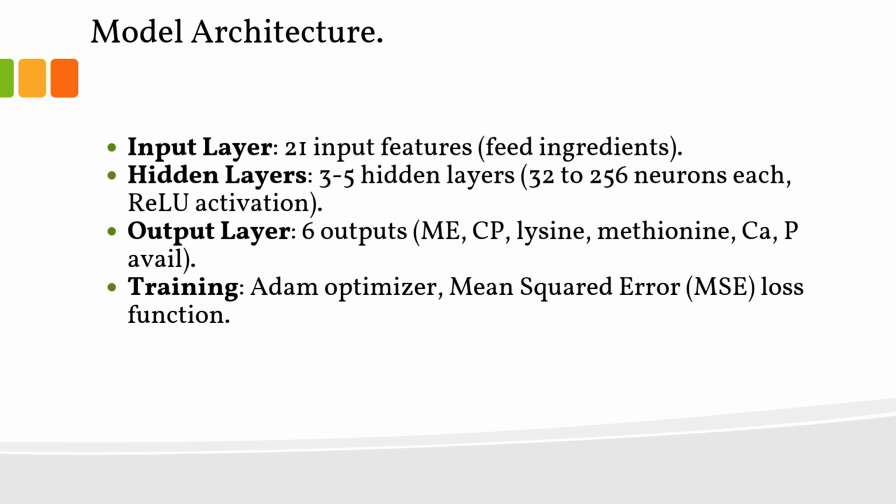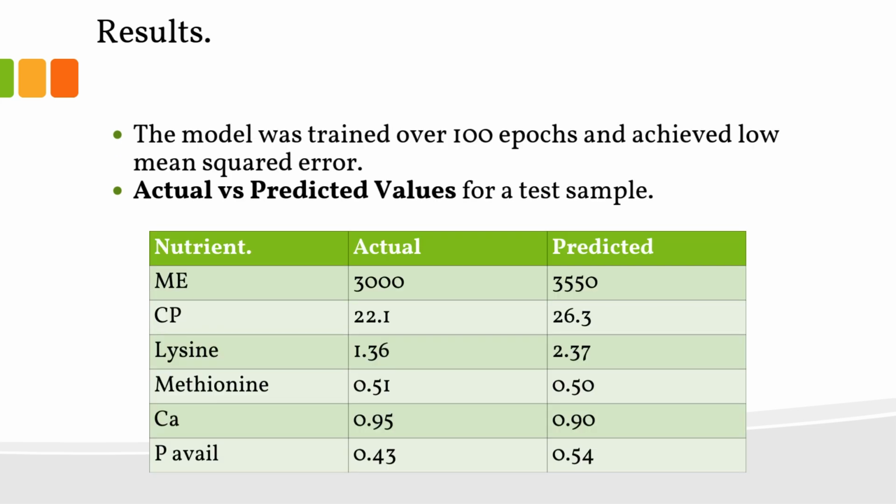Then the training. We shall employ the Adam optimizer and the mean squared error as the loss function. Looking at the results, the model was trained over 100 epochs, though you can adjust this based on the kind of accuracy you want to receive.